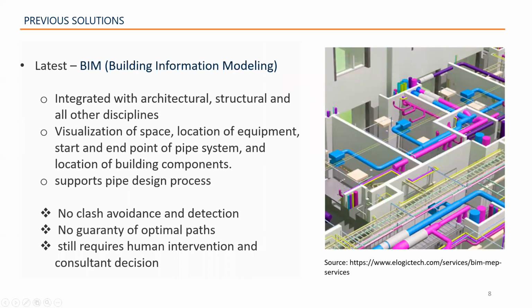The latest on PEP layout is BIM, which stands for Building Information Modeling. It's a 3D modeling system integrated with architecture, structure, and all other disciplines. A 3D BIM model enables the designer to visualize the geometry of the space, the location of the building components, the location of the equipment, and where all these physical constraints are located. And you can see the start and end point of the PEP system.